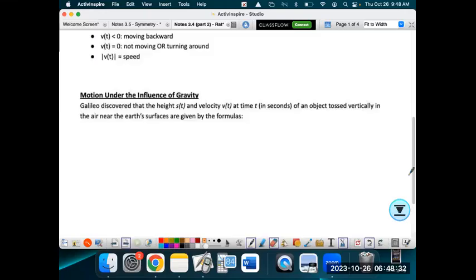So for our position function, that would be S of t equals S sub 0, so our initial position, plus v sub 0 times time, so that's the initial velocity times time, minus 1/2 gt squared. So 1/2 gravitational pull times time squared.